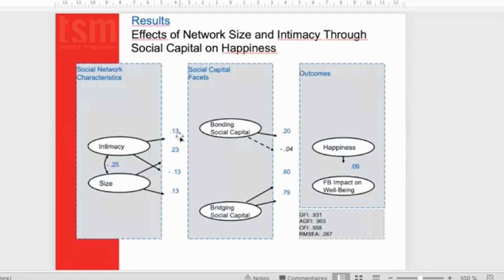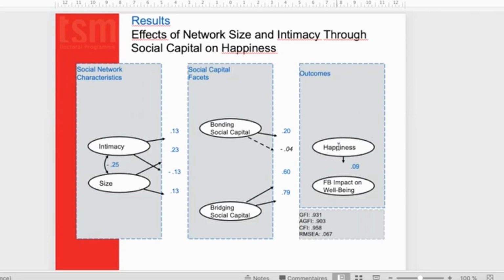There's a positive impact of intimacy on bonding capital, as we hypothesized. On the other hand, the closer or more intimate we are with our friends, the more negative the impact on bridging social capital. The size has a significant positive impact on bonding and bridging capital. And you can see there's a significant impact of bonding capital on happiness, but not on well-being. So there's only a mediating impact: happiness has a mediating impact between bonding capital and Facebook's impact on well-being.